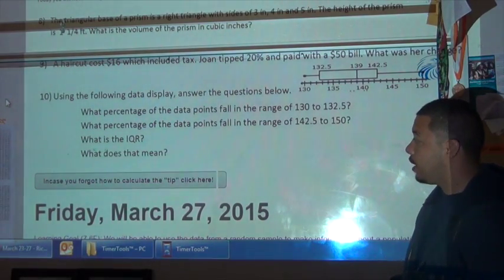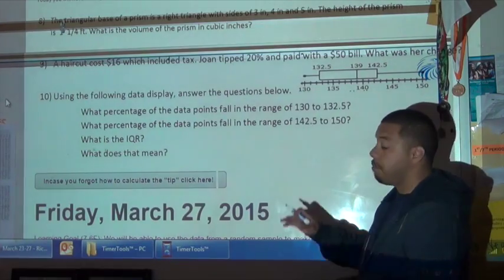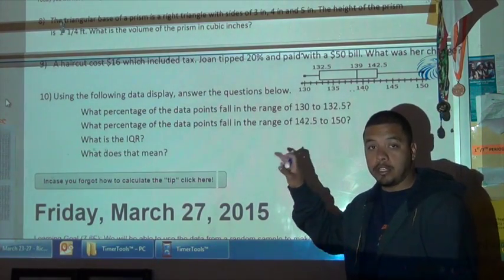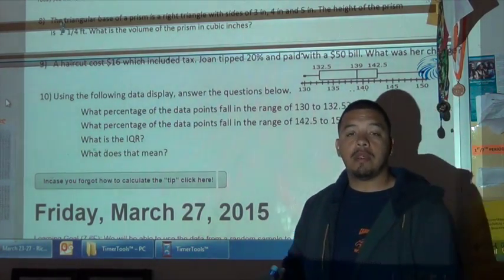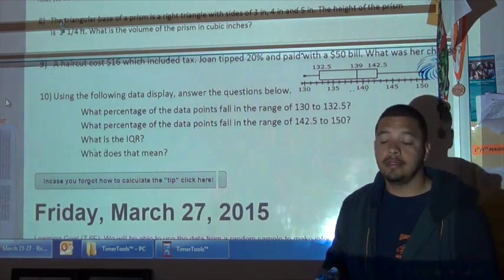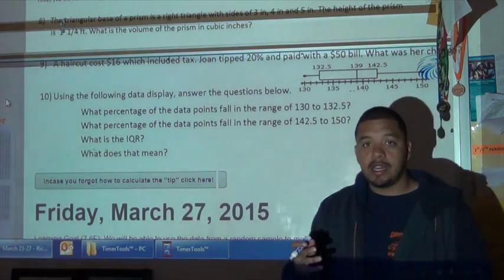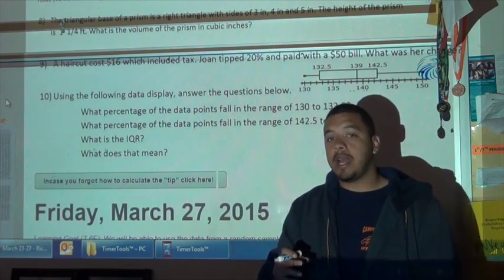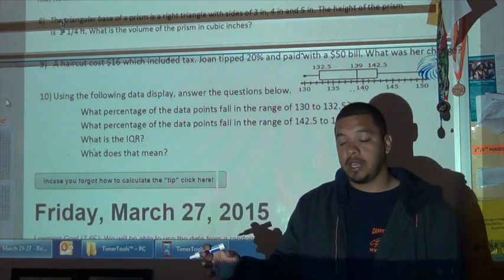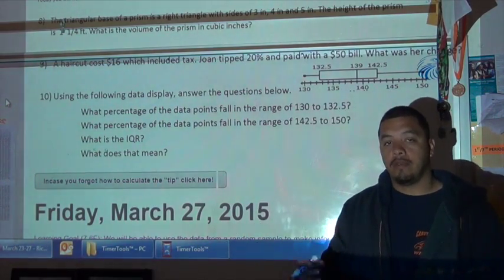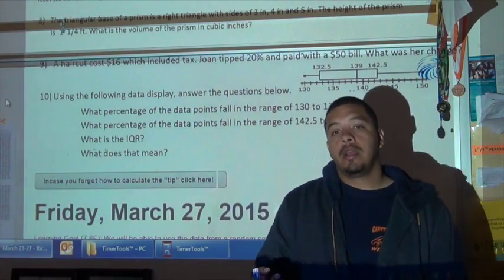Problem number 10 has, again, several questions that involve the box plot. Now, for the box plot, I've already posted some of the videos, and some of you have asked me during class in regard to what each individual section means. So I'm not going to post a video about the box plot per se, but I will refer to some of the vocabulary words that I had already posted.